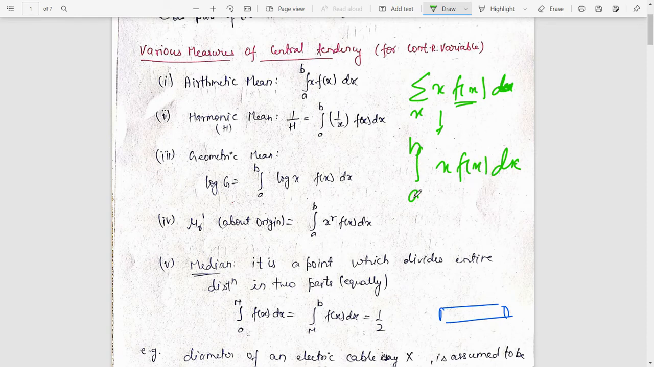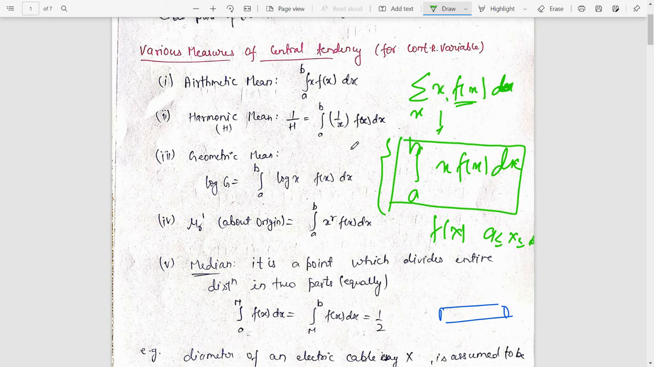What are a and b? A and b are the range of your f(x). So let's say your f(x) is defined between a and b. In that case, your arithmetic mean is going to be integrating over the whole range, multiplying x and f(x), and just doing the integration. So this will allow you to get your arithmetic mean. Harmonic mean is similar: 1 by h is equal to the integral of 1 by x times f(x) dx, and your geometric mean can be calculated using this formula: log g is equal to the integral of log x times f(x) dx.